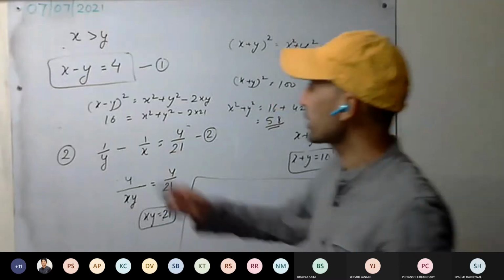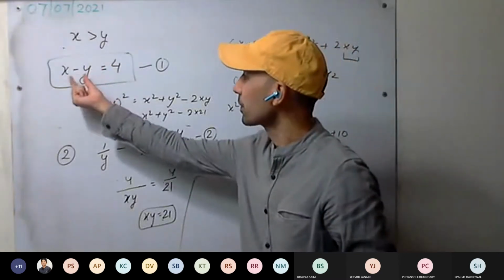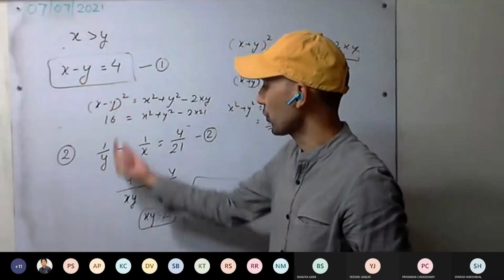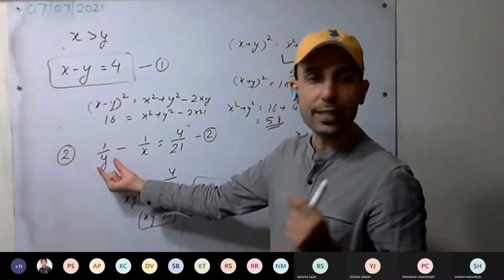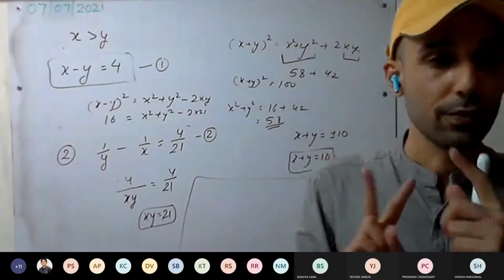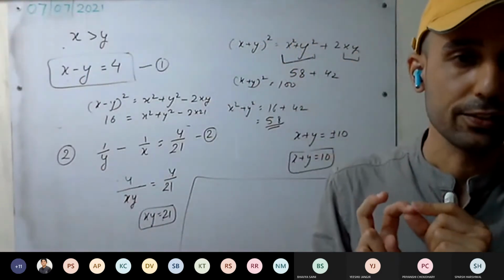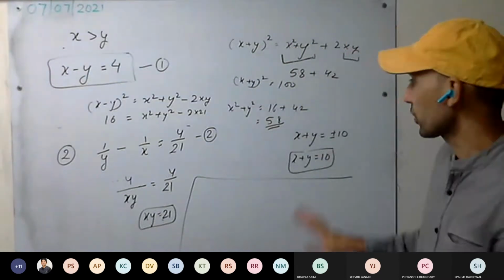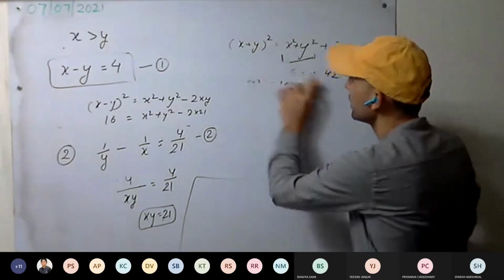Okay. The other method is to put y equal to x minus 4. You will put it here, and you will get a quadratic equation. That x will have two solutions. The positive one you will take, the negative one you will discard. That is one more method. If you are able to solve, okay, this I explain again.